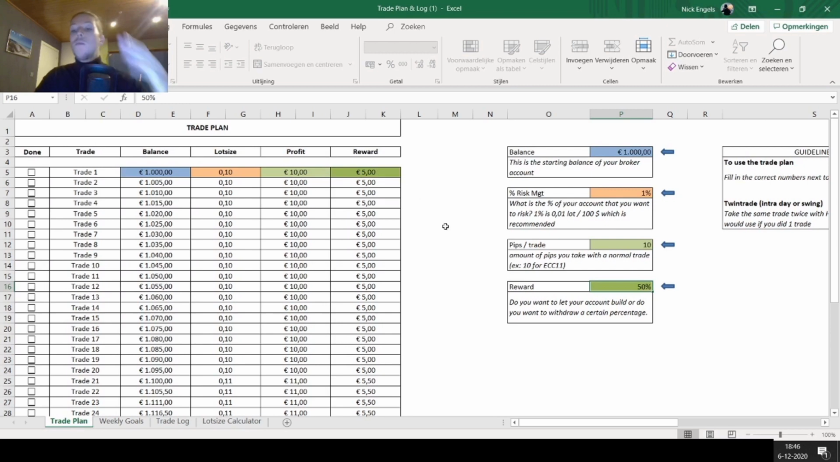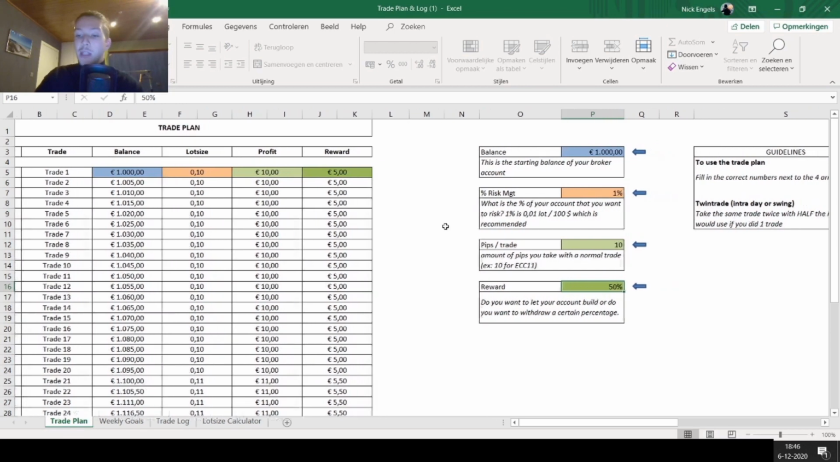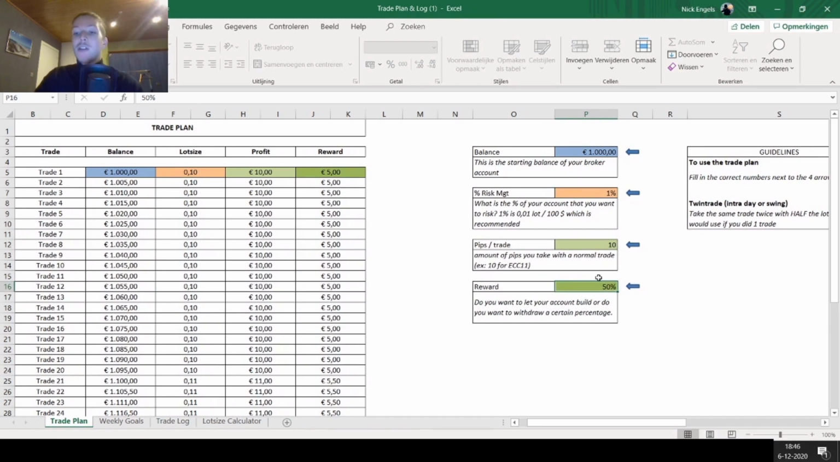Now, if you want to properly build your account, I would advise to put this percentage lower or even just leave it at 0%. For this example, we will actually put it at 10%. Now, when you have filled in these 4 fields, you will see that you have a fully automated personal trade plan made and tailored to you. As you can see, it will tell you that at your first trade, your trade balance will actually be $1,000. And with that, the proper risk management to use would be lot size 0.10.